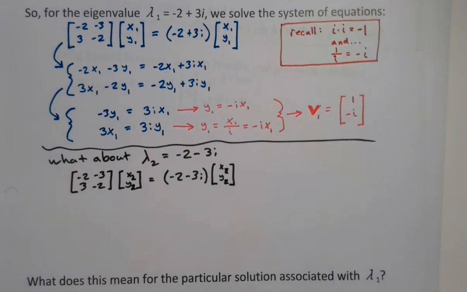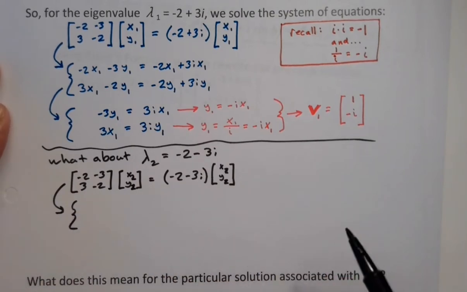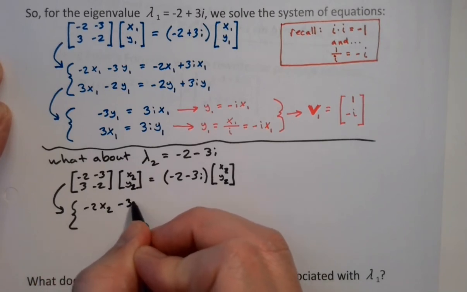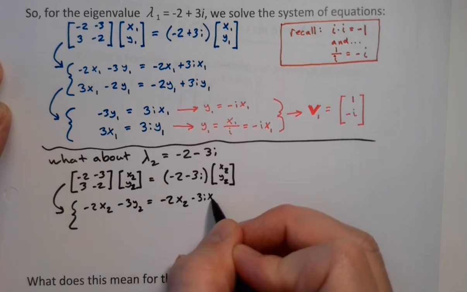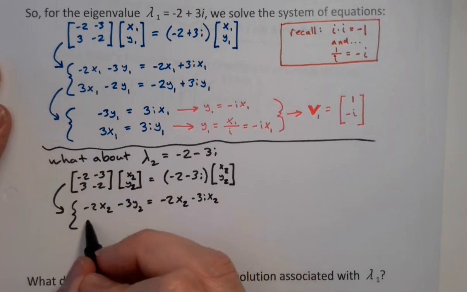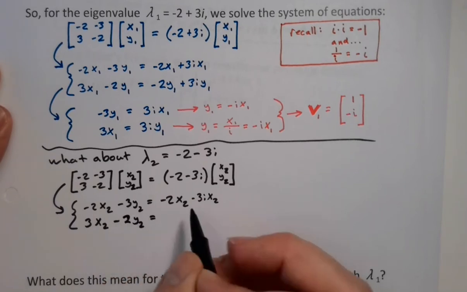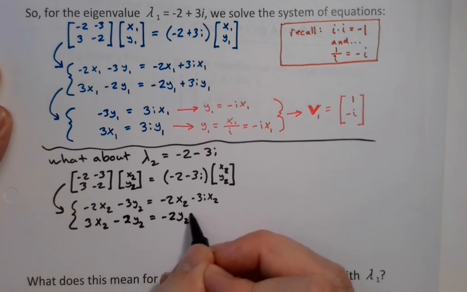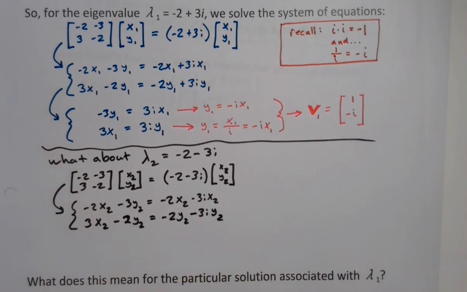So when I create my 2 equations from this, you're not at all going to be surprised to find that they don't initially look the same. So -2 x2 minus 3 y2 equals -2 x2 minus 3i x2. In the second row, 3 x2 minus 2 y2 equals -2 y2 minus 3i y2. Right, and so this looks very similar to what we had before.